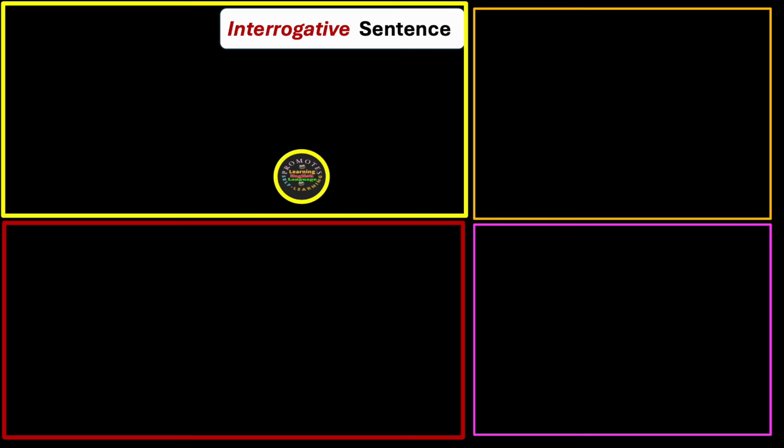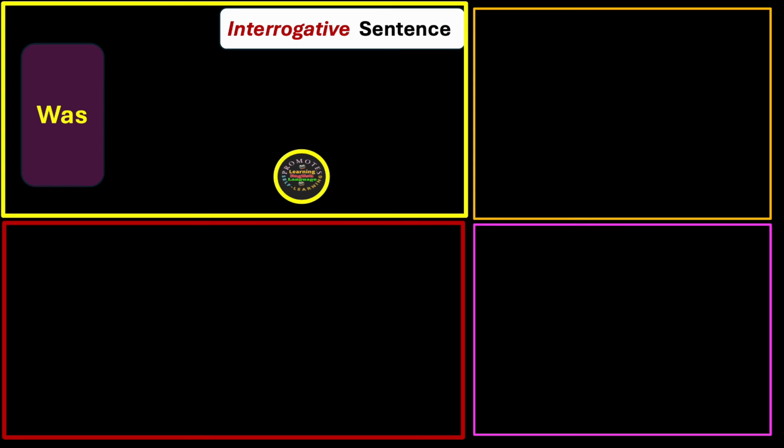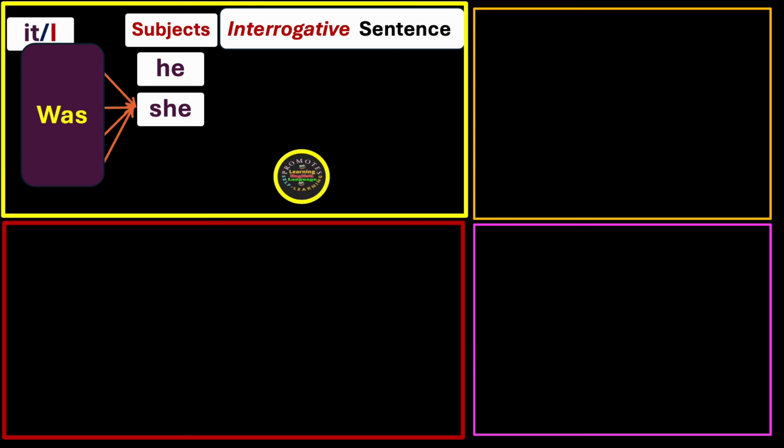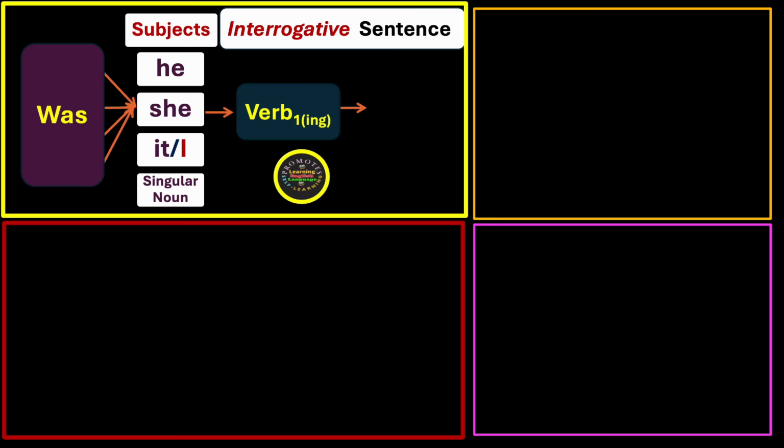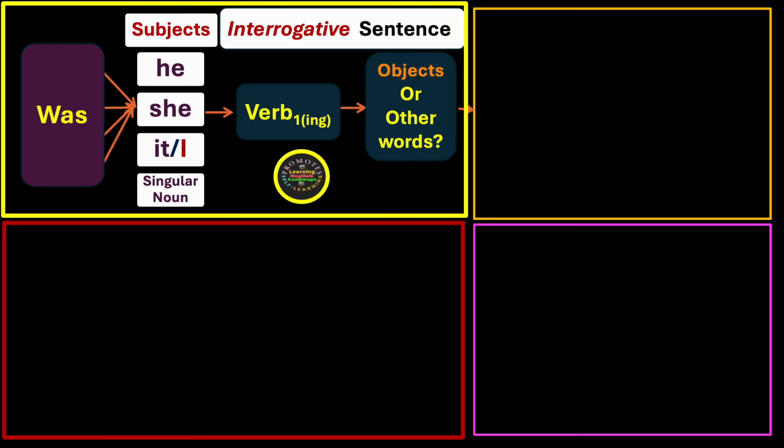Past continuous tense in the interrogative form of sentence. In this case, the helping verb comes first with capital W, was, and then we have subjects with a small letter like he, she, it, and I always written with capital letter, whether in the beginning or in the middle of a sentence. And we have singular noun, and then we use first form of the verb with ing, and then we have objects or other words.